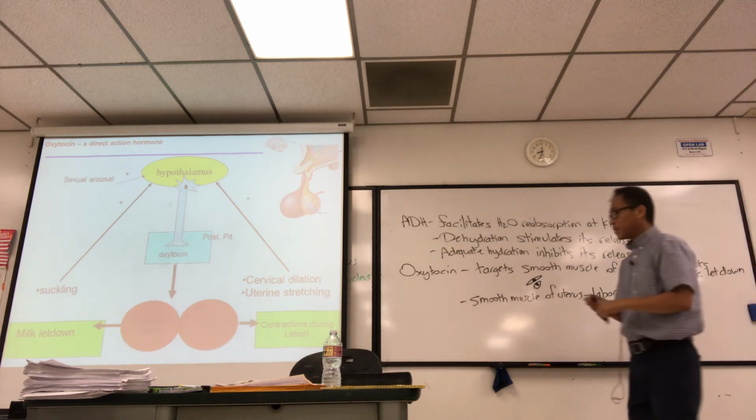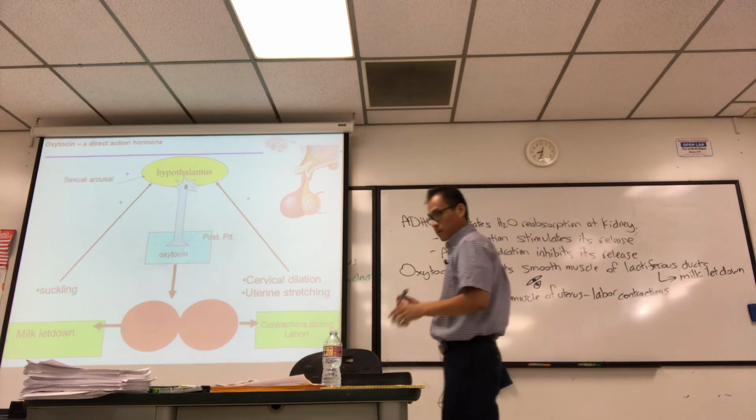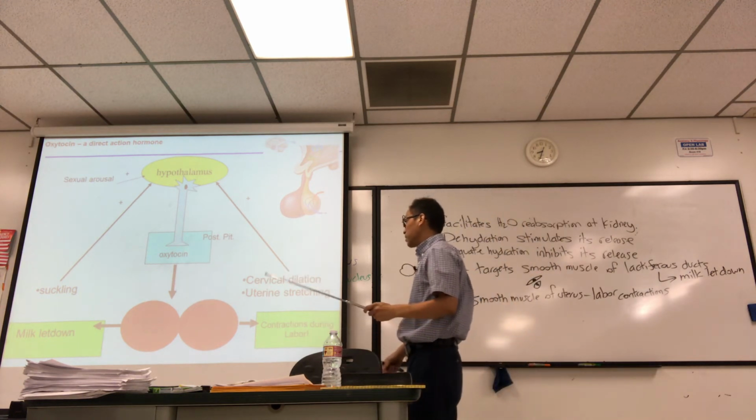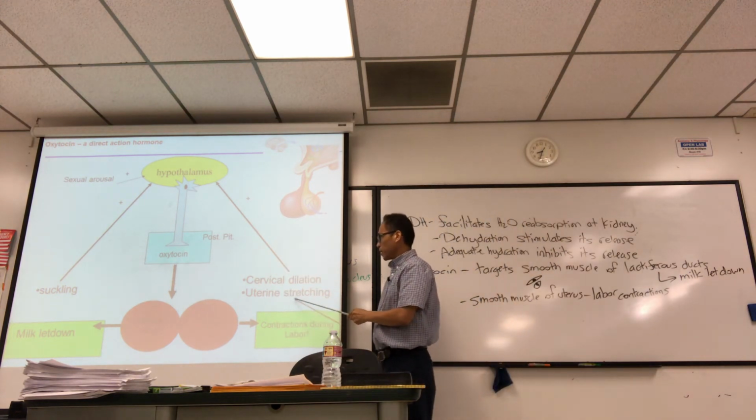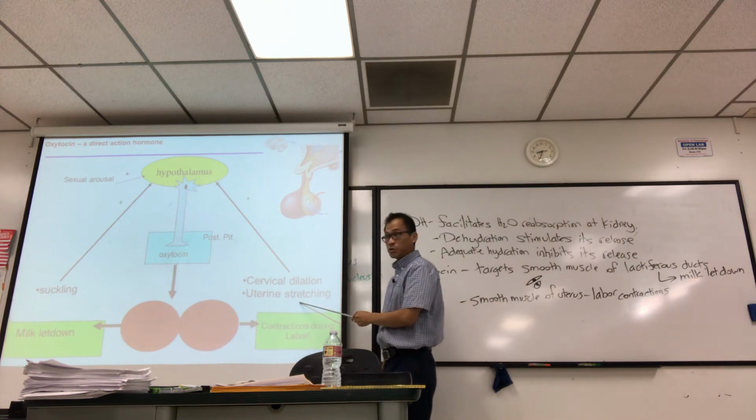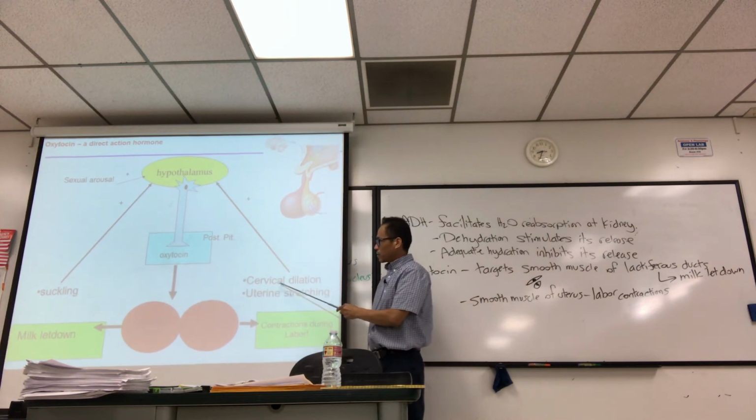So if you look at the stimuli, when baby's pushing against the uterine wall, that's a stimulus for oxytocin to be released to help contract the muscle and basically help push baby out. And also the cervix.